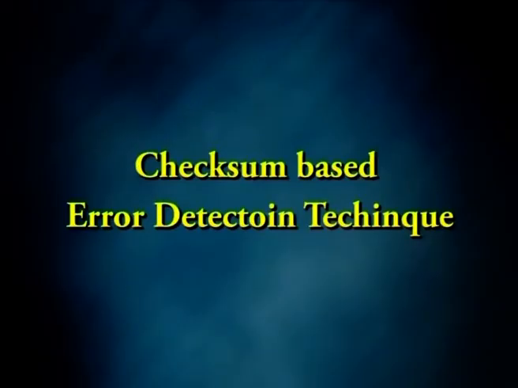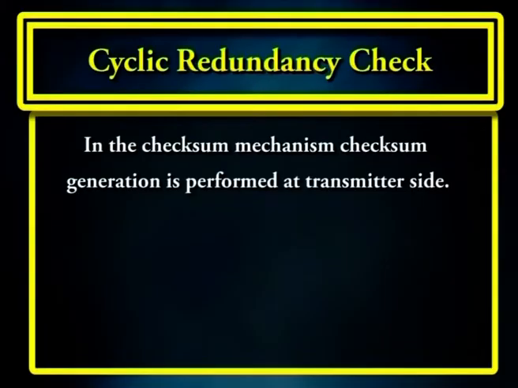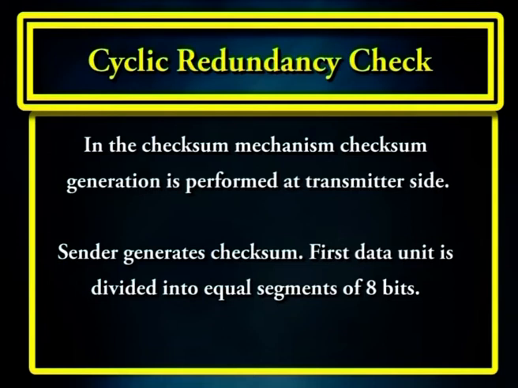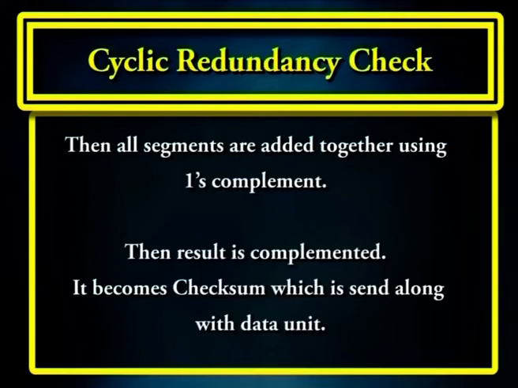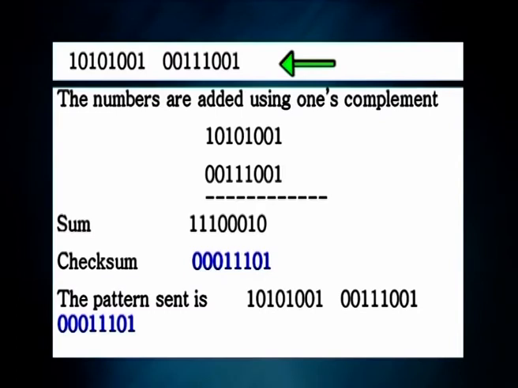Checksum is the third method for error detection. In the checksum mechanism, checksum generation is performed at the transmitter side. The sender generates the checksum. First, the data unit is divided into equal segments of 8 bits. Then all segments are added together using 1's complement. Then the result is complemented. It becomes the checksum, which is sent along with the data unit. An example is explained in the figure.